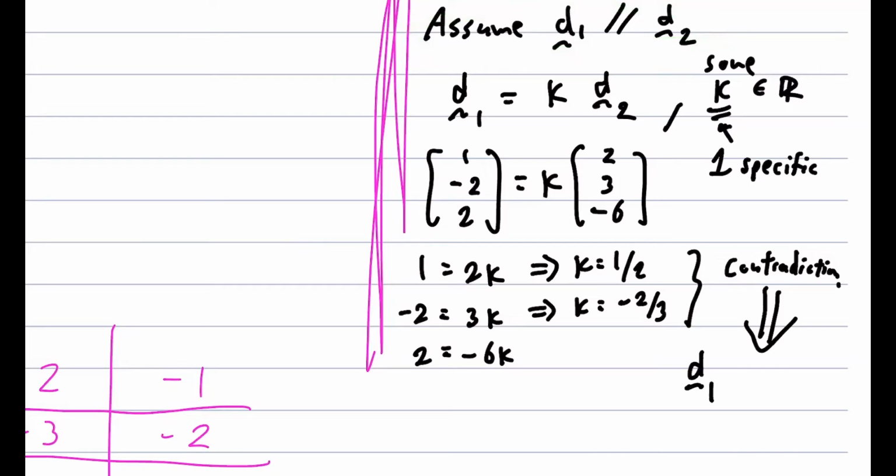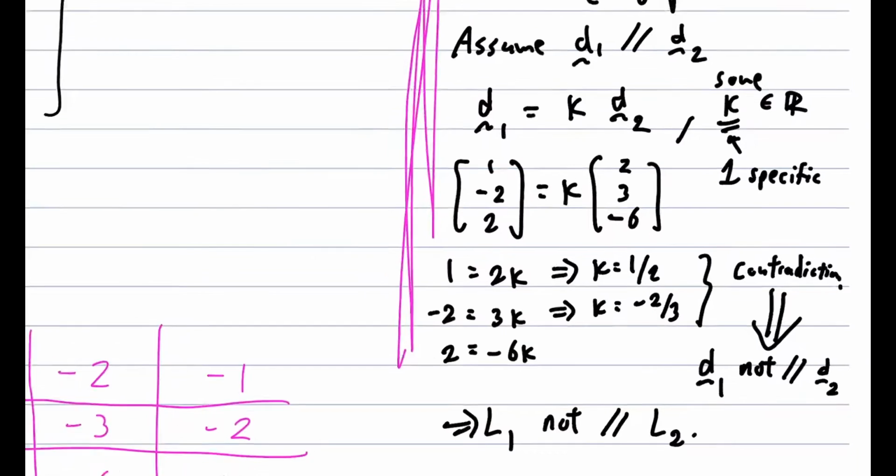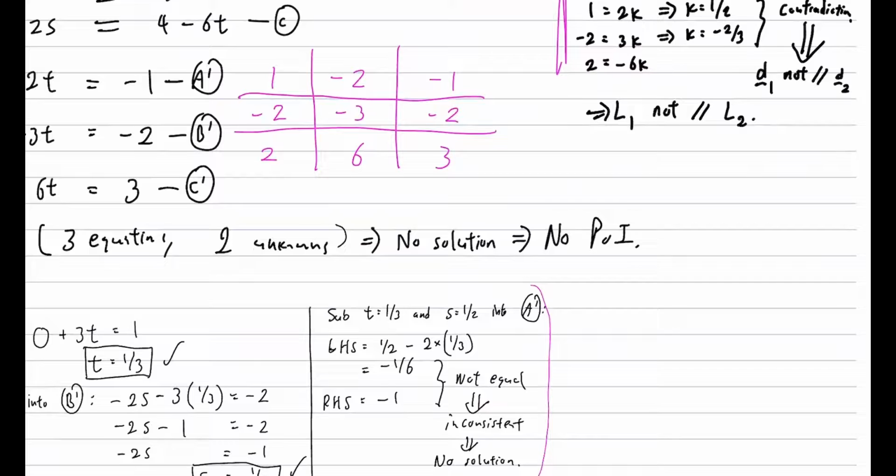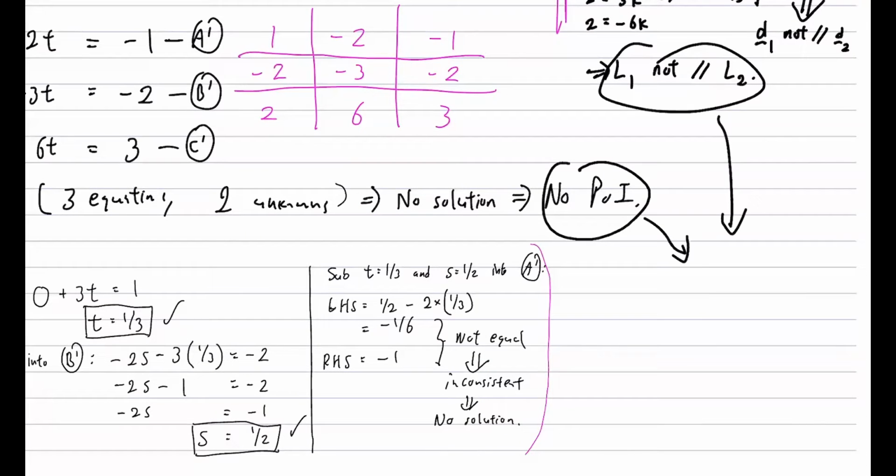So D1 is actually not parallel to D2, which implies that L1, sorry, I should be consistent with the capital, L1 is not parallel to L2. Okay? Find our inconsistent system. And since there is no point of intersection, and they are not parallel, the conclusion is, therefore, L1 and L2 are skew lines. Finally, done. Shown.